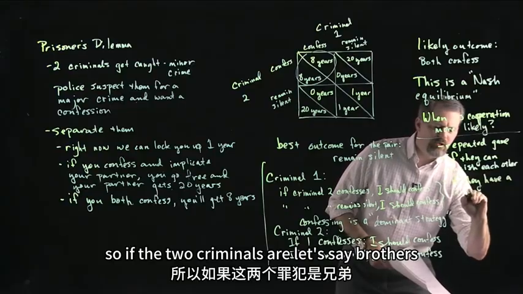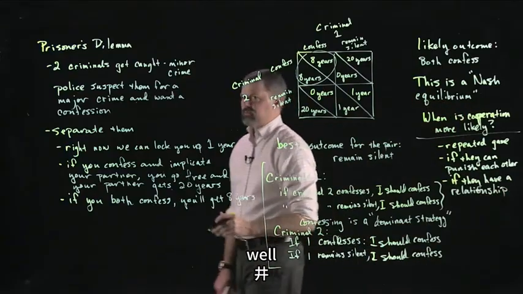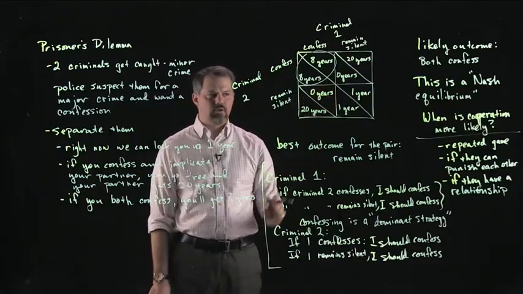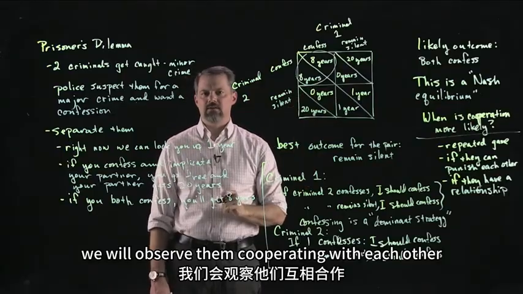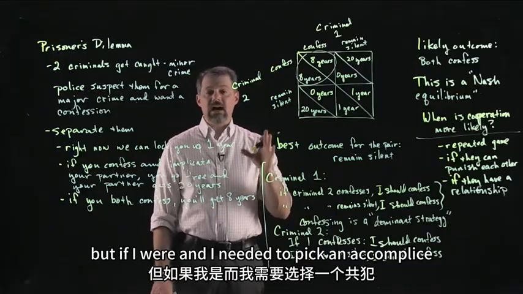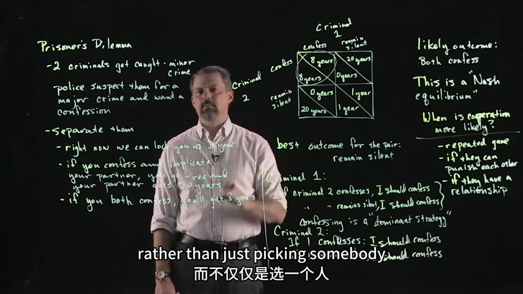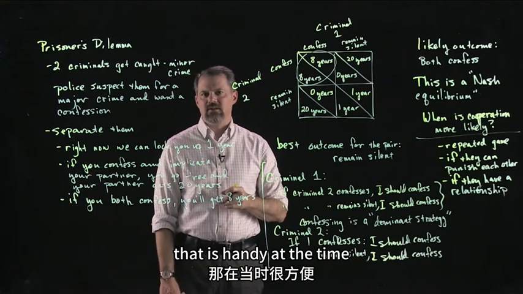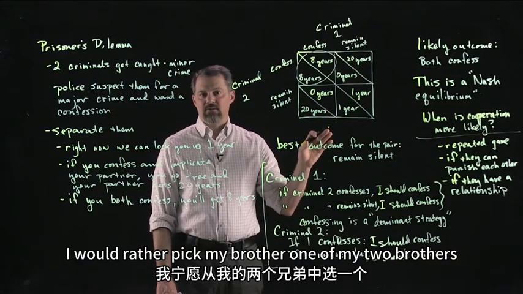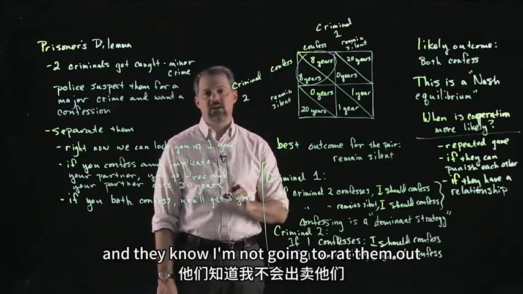So if the two criminals are, let's say, brothers, well, there's a higher probability that we will observe them cooperating with each other. So if I were going to engage in a crime, I wouldn't. But if I were, and I needed to pick an accomplice, rather than just picking somebody that I'm acquainted with that is handy at the time, I would rather pick my brother, one of my two brothers. I can trust both of them. I know they're not going to rat me out, and they know I'm not going to rat them out.